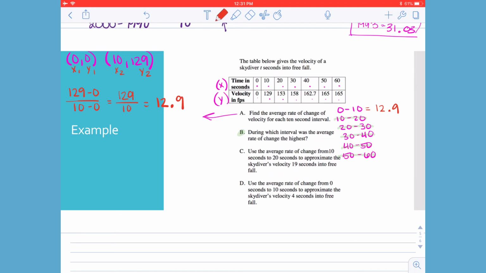Now in letter C, use the average rate of change from 10 seconds to 20 seconds to approximate the skydiver's velocity 19 seconds into free fall. So I need to find the average rate of change from 10 to 20 seconds. At 10, I was moving at 129. At 20, I was moving at 153. I'm going to figure out my average rate of change.